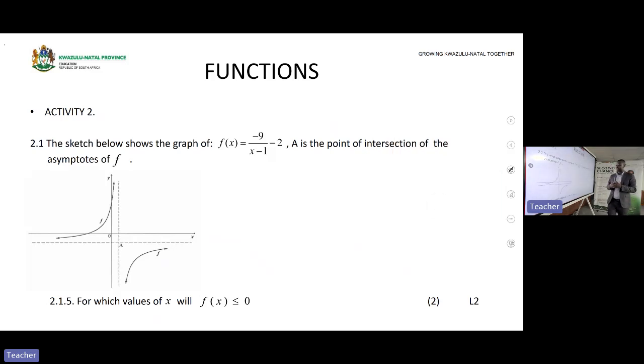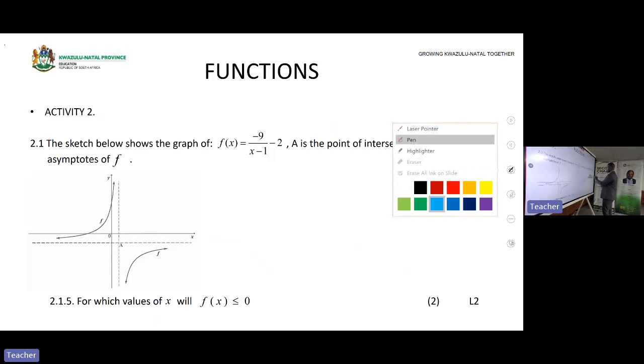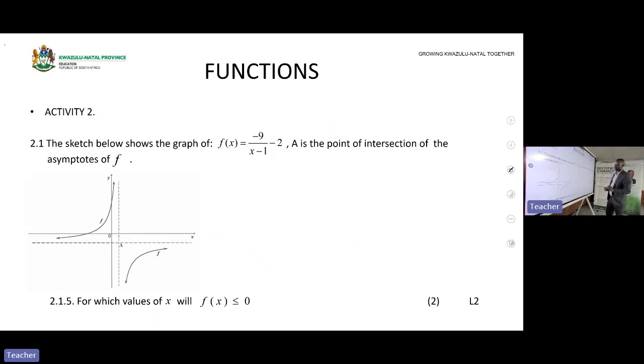We are trying to interpret the graphs by answering these questions. We already have the graph sketch for us. So for us now is to try and interpret this graph. We are asked for which values of x will this graph f at x be less than or equal to 0?